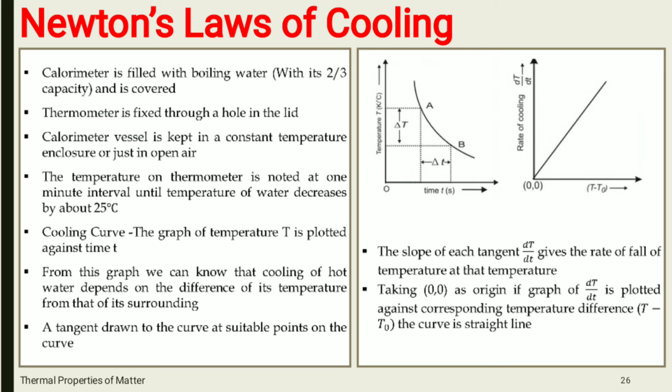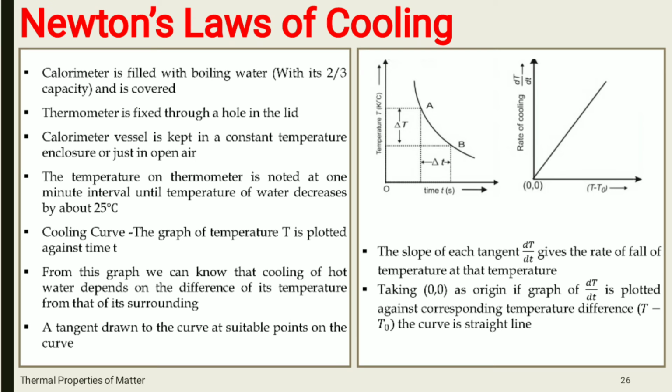So after pouring hot boiling water in the calorimeter to 2/3 capacity and covering it with the lid, we can fix the thermometer through this lid, and we should check whether the bulb of the thermometer is fully immersed in the water. Then and only then will you get the exact temperature of that water.